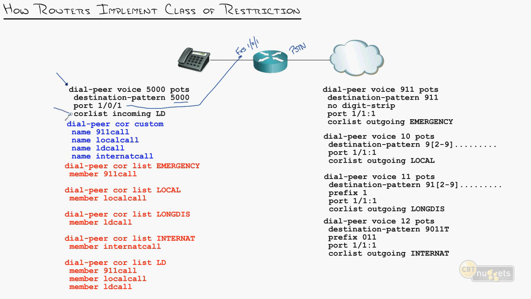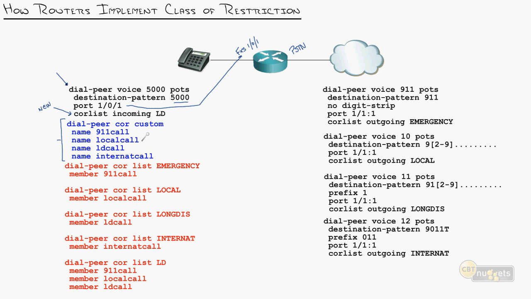But this is our new command of the day. Core list incoming LD is now applying some type of core list. So before we break that down, let's go back to the steps. Remember, step 1, I color coded it based on the steps. Step 1 was to define the core list. So we go to global config mode and type in dial-peer cor custom. This is creating our bubbles, if you will.